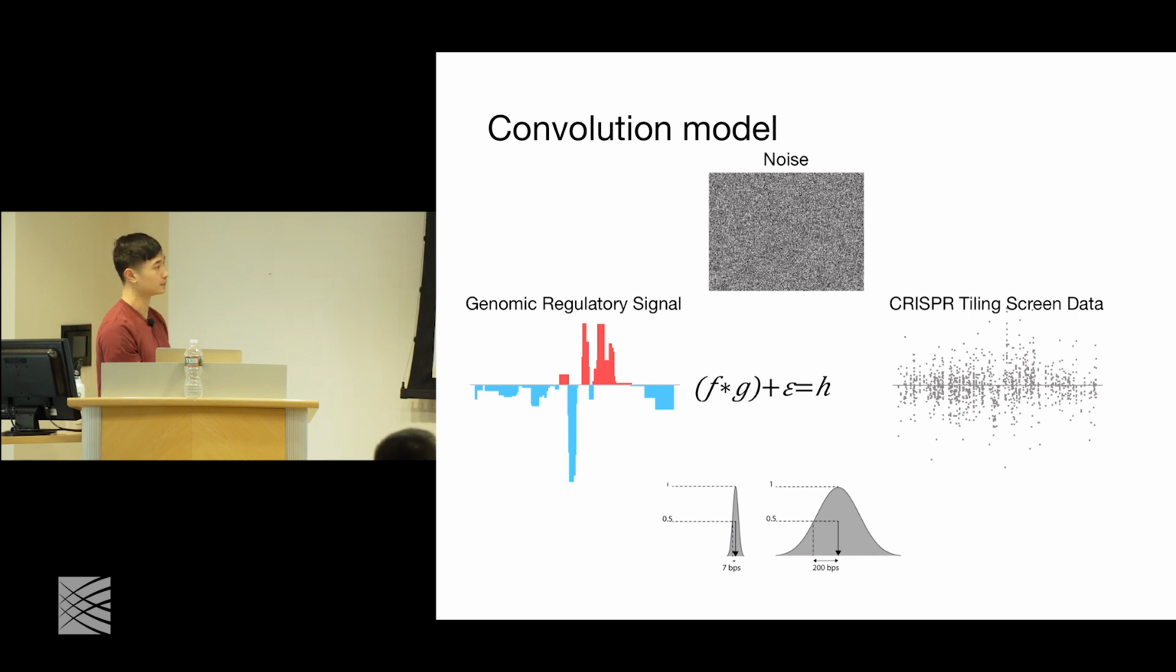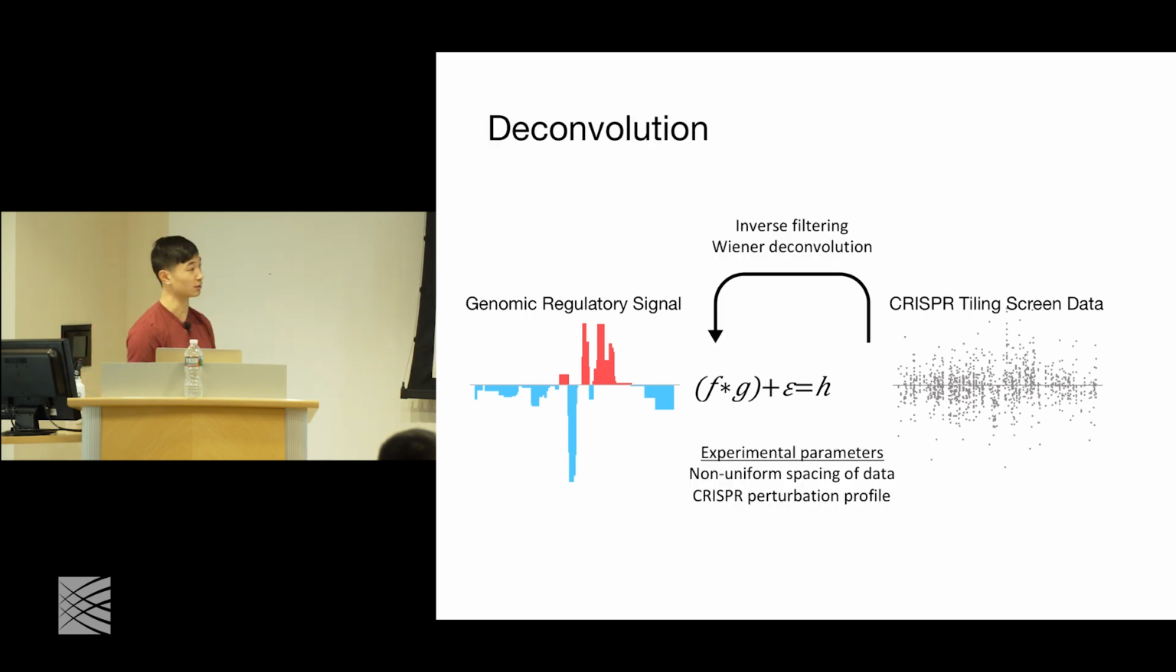This is actually real data from a screen generated from Dan Bauer's group. Just to recap, each point is a single guide RNA and its enrichment score. And what we want to do is perform the deconvolution. So we want to go from H, which is our observations in the CRISPR tiling screen data, back to this genomic regulatory signal.